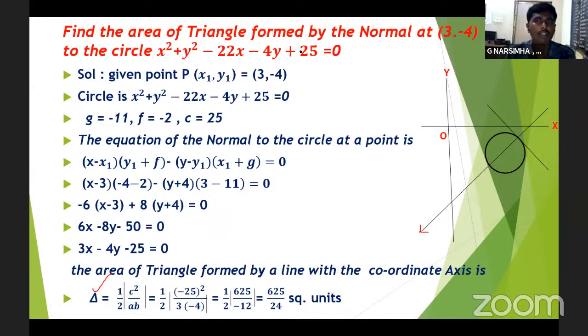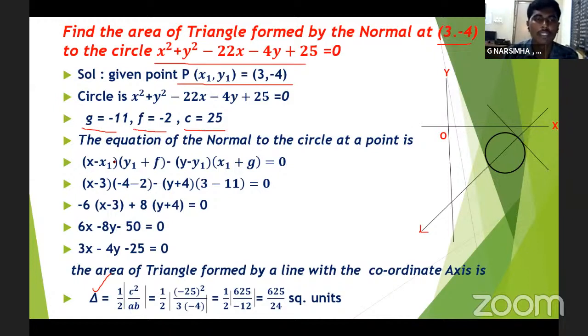Just observe the question, that is, normal. We should find the normal at 3 comma minus 4, that is assumed as P(x1, y1), and the equation of the circle is given. After comparing with the general form of the circle, you may get g equals minus 11, f equals minus 2, c equals 25.